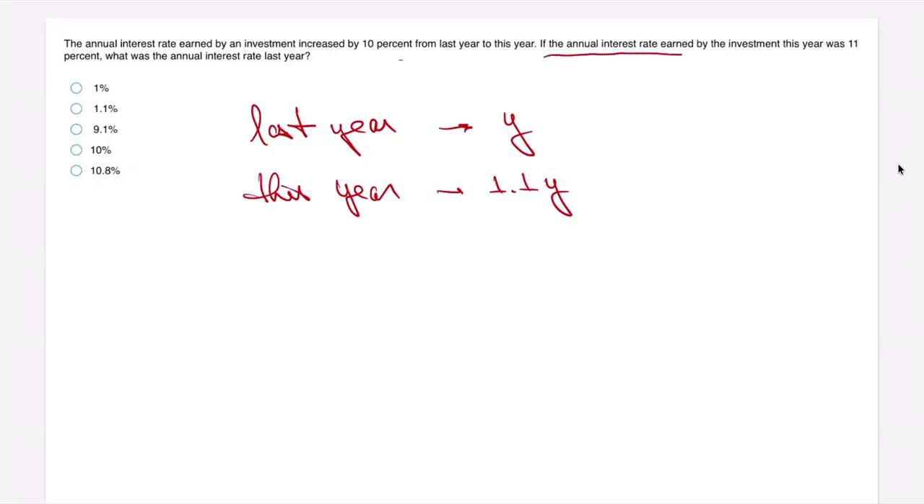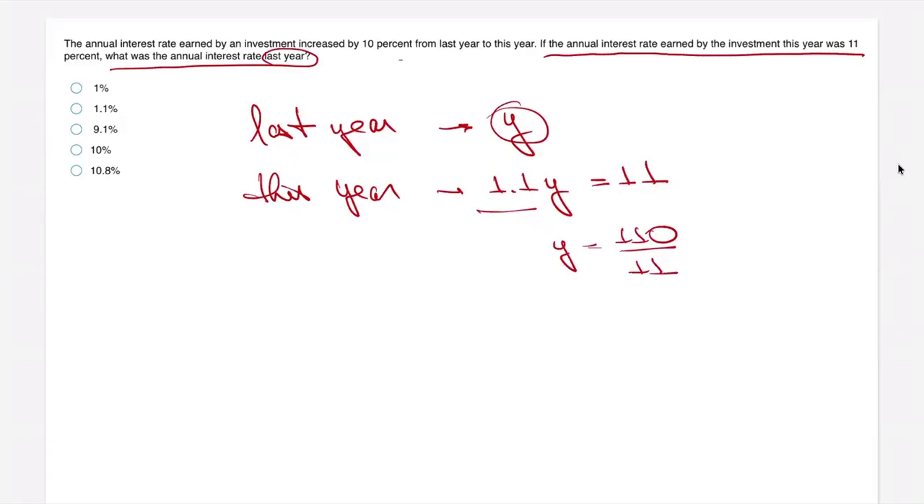If the annual interest rate earned by the investment this year was 11%, so this year is 11%. Okay. And here's in percent as well. So I don't need to put 100 and 100. How much is last year? So I need to find Y. Y would be 110 over 11. Is that okay for you guys? Okay. So it will be 10.